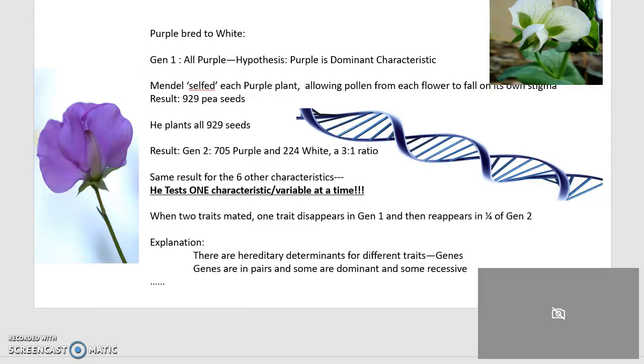And then he selfed each purple plant that was in the second generation, allowing pollen from each flower to fall on its own stigma. And he had all these seeds, 929. He plants them all. And guess what? In the second generation, he gets a 3-1 ratio, mostly purple with some white. And he saw the same thing with all the other characteristics.